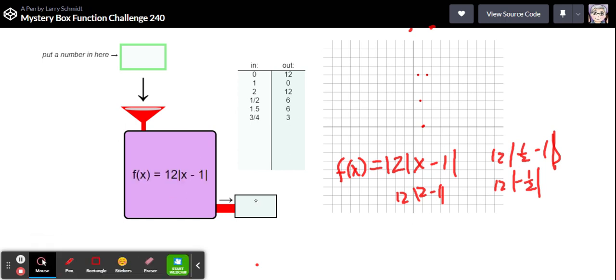Let's go ahead and reveal. And there it is, 12 times the absolute value of x minus 1. And let's graph it. Very sharp, narrow absolute value V that's just been moved over 1 point to the right.